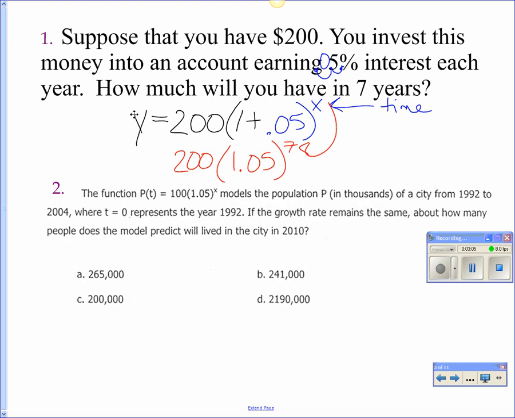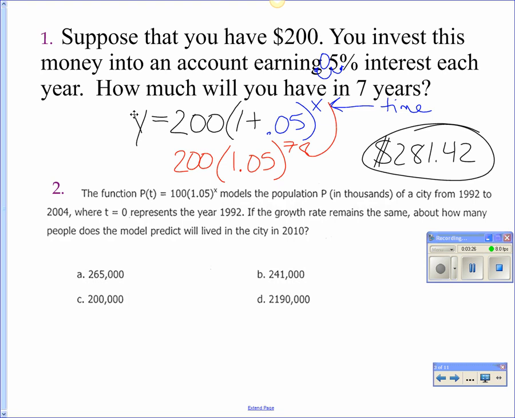And so how much money will I have? 281.4. How many decimal places do you go for money? 2. Good. So $281.42. That's my final answer. So that's how much money I'll have.